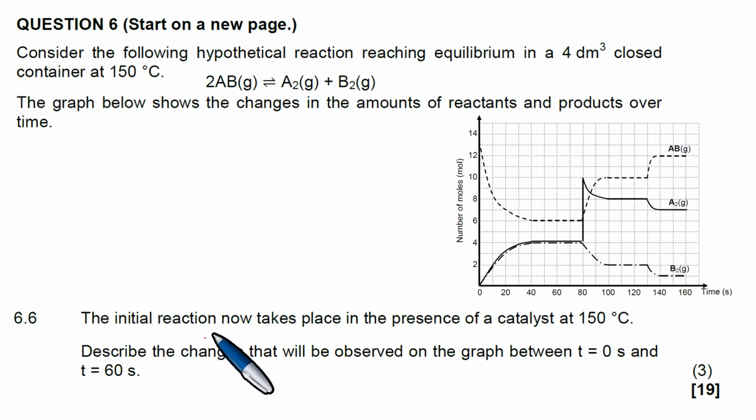The initial reaction now takes place in the presence of a catalyst at 150 degrees Celsius. Describe the changes that will be observed on the graph between t equals 0 and t equals 60. Let us discuss this quickly. Something very important, the marks are 3.